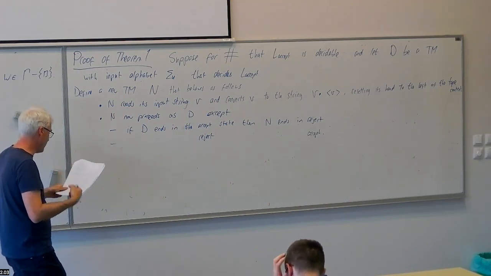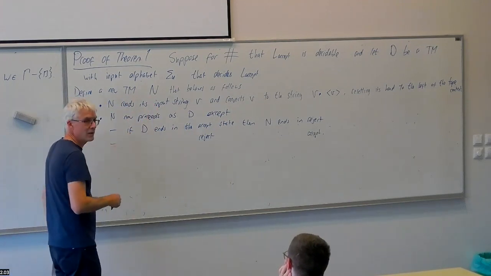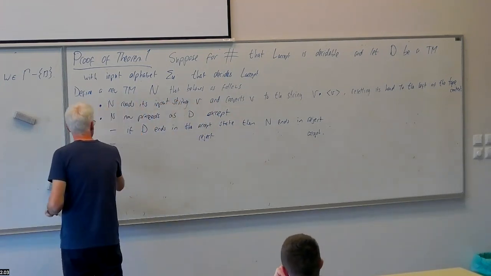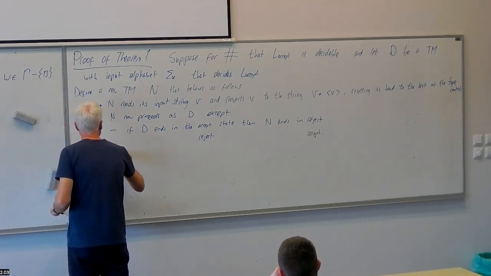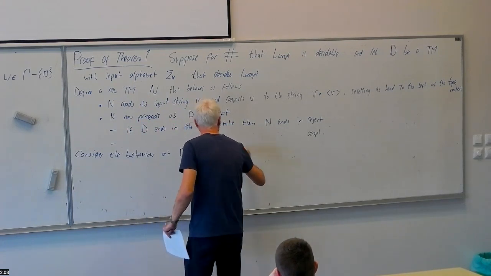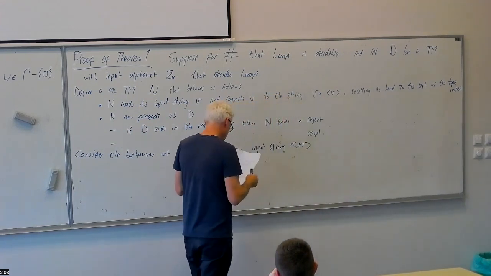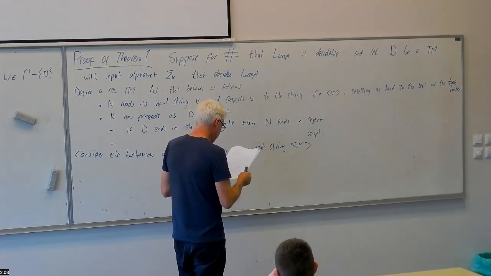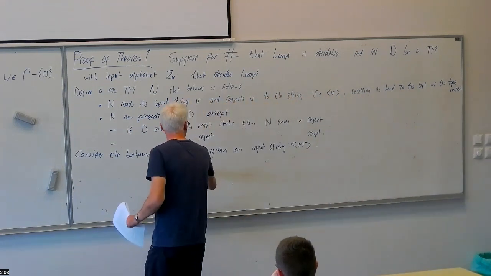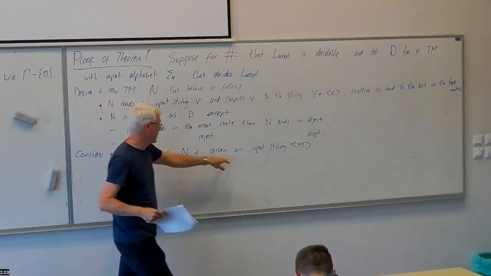So let's consider the behavior of our new Turing machine N. We want to think of V as the encoding of a Turing machine. What happens if we actually give our machine N the encoding of a Turing machine? So consider the behavior of the machine we're defining if given an input string that encodes some Turing machine M.